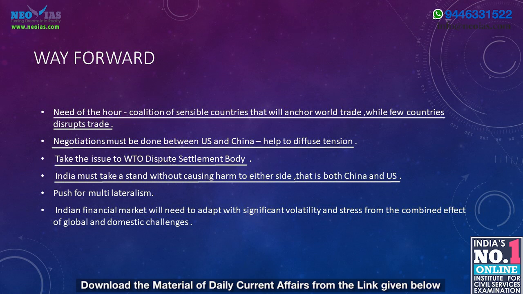And India must take a stand without causing harm to either side, that is both China and US, and must push for multilateralism. And most importantly, India must focus on the Indian financial market to make it adaptable to significant volatility and stress from the combined effect of global trade and the domestic changes. So that's all about the way forward.